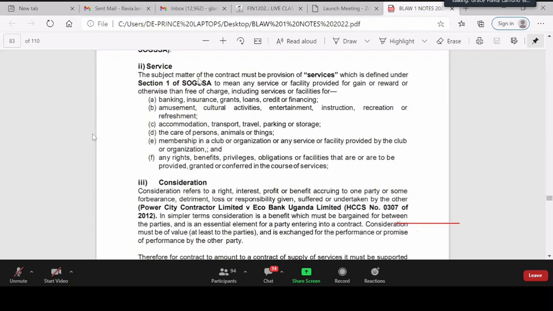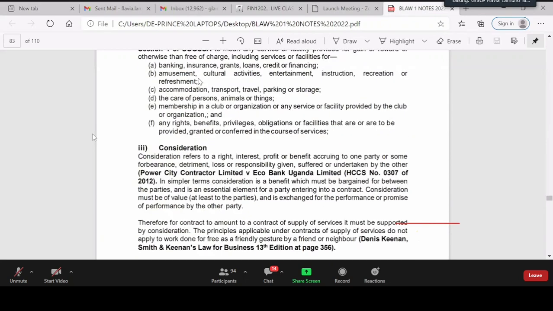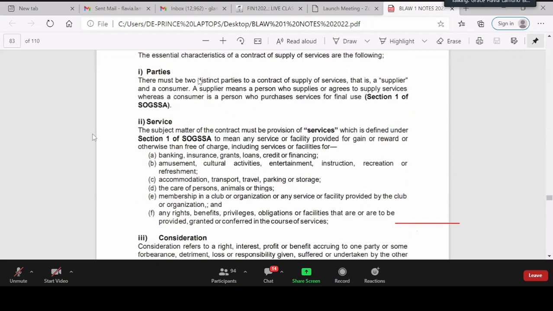Then the difference between the two is in relation to the subject matter. Subject matter is, what is this contract all about? A contract for sale of goods, like we have seen, is a contract dealing in buying and selling of goods. A contract for supply of services is a contract for the provision of services. You are offering a service.